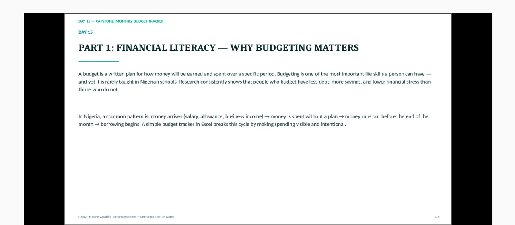Money runs out before the end of the month, and borrowing begins. A simple budget tracker in Excel breaks this cycle by making spending visible and intentional. Some spend a lot of money on airtime or data without any reasonable return for it. If you have a tracker, once you know how much you spend on airtime or data, then you know how to reduce it. If it's bringing money for you, fine. But if not, then you have to reduce or eradicate it if possible, so that you can have more savings.